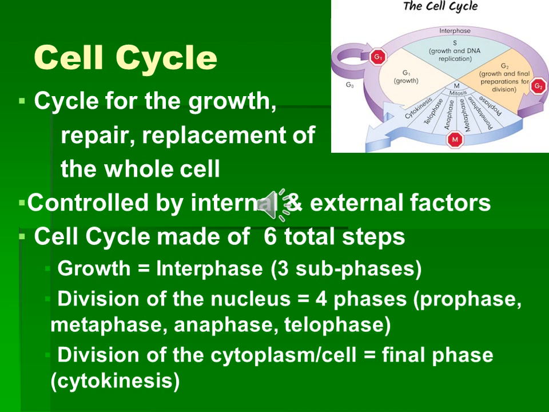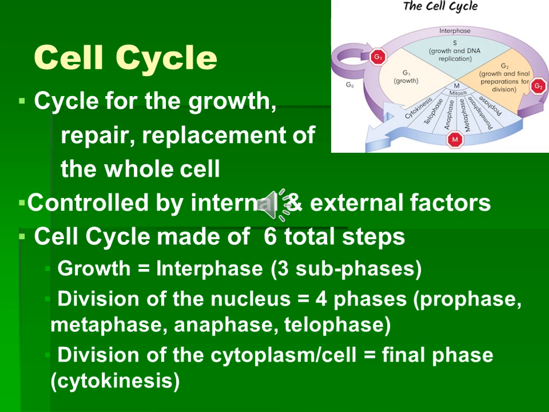The cell cycle is made up of 6 total steps. We're going to talk about some of these. We have our growth phase, which is interphase. This is cell formation to the start of cell division. It's made up of 3 subphases, which you can see in this graphic. And really, the cell spends most of its time in interphase.